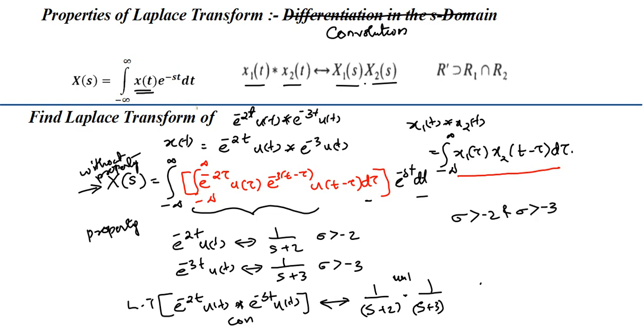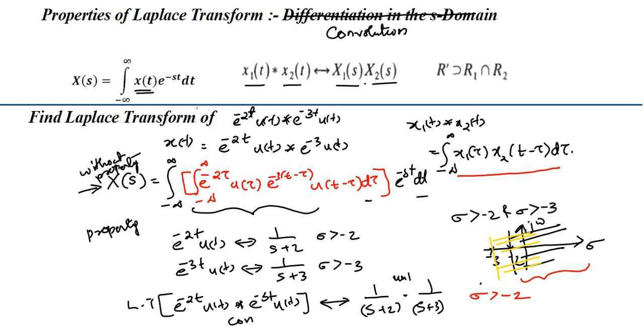So the intersection. If this is the sigma axis and this is the j omega axis, one signal is at minus 3 here, and here it is minus 2. One signal exists from greater than minus 2 towards the right. The second signal exists from minus 3 onwards, greater than minus 3. But both signals converge for sigma greater than minus 2. From minus 2 onwards both signals converge, so you can write sigma greater than minus 2. So that is the ROC.